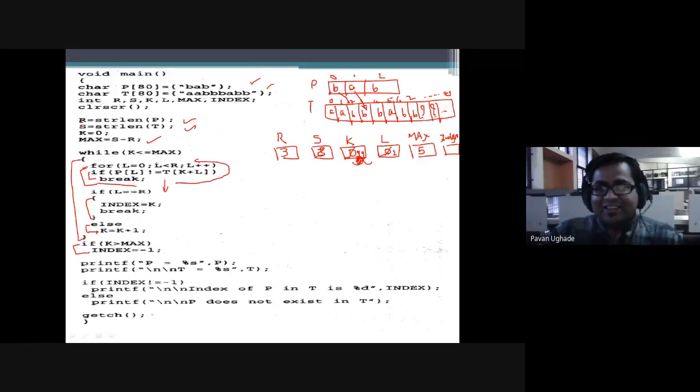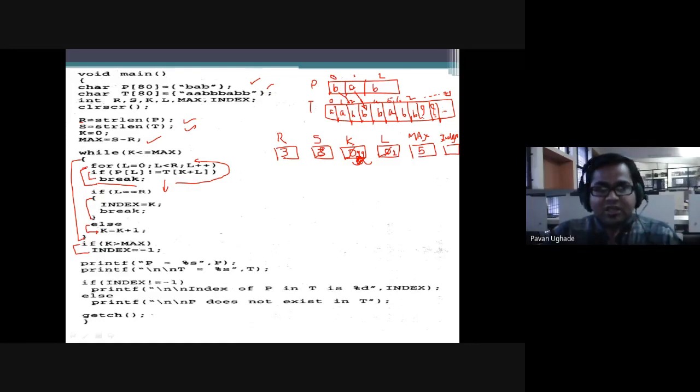So what we did, we understood that the next character is not matching with the next character of T. So it is not the pattern that we are looking for, right? Hope you are understanding. So it will break the loop, it will start executing the further part. If L equals R, what is the value of L? 1, R 3. So it will not get executed.